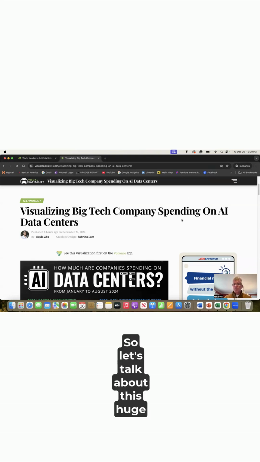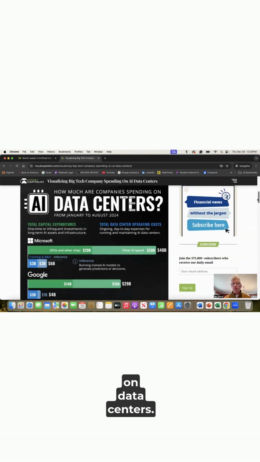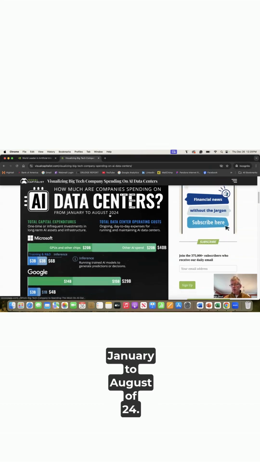This video is called Massive AI Investing and Depreciation Expense. So let's talk about this huge investment that's going on in AI. This article says visualizing big tech companies spending on AI data centers. This is the engine that drives AI and more AI capabilities. Just how much are companies spending on data centers? This is just the period from January to August of 24.